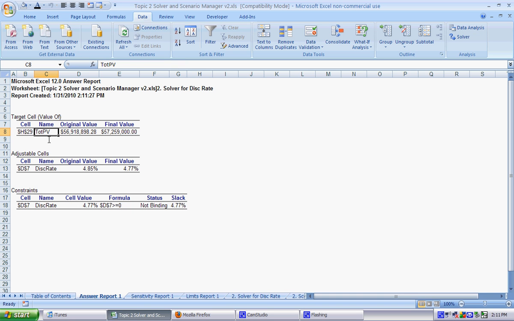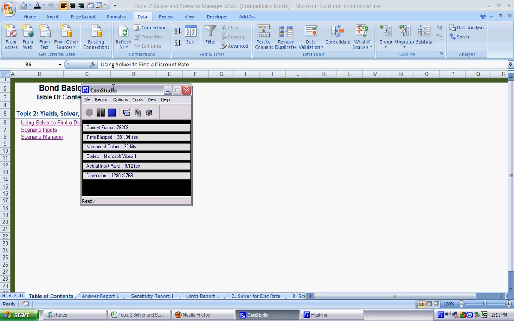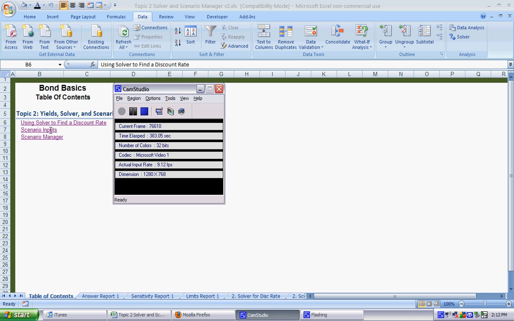Remember, this naming section here is the reason that we have to name cells. Rather than just saying D7, it says discount rate, so you know what your data is. So this is part 1 of 2, and the next one is part 2 of 2, looking at scenario inputs.